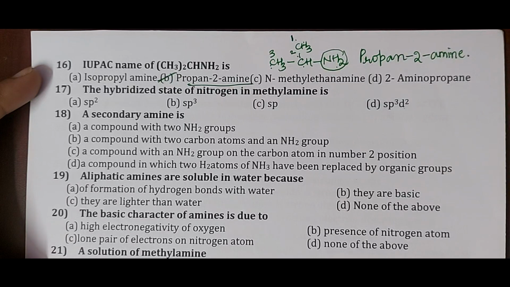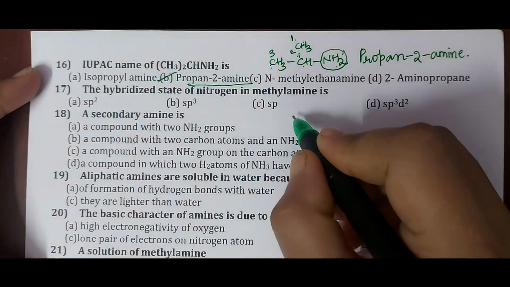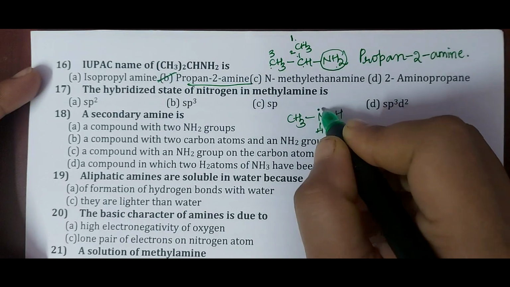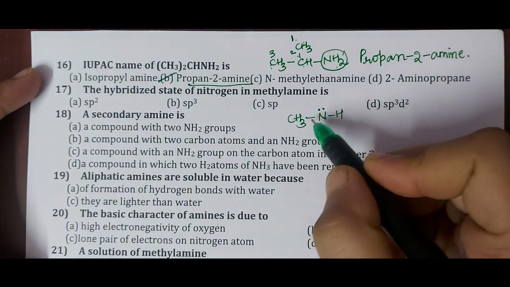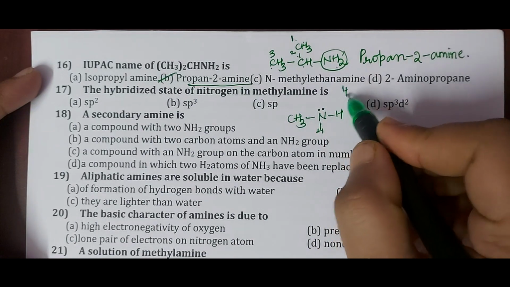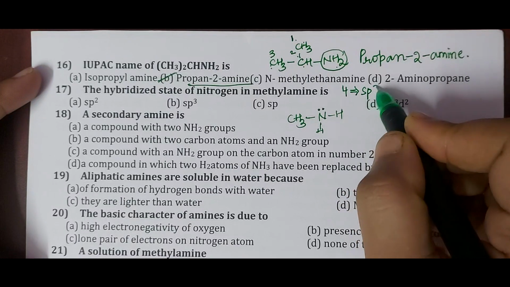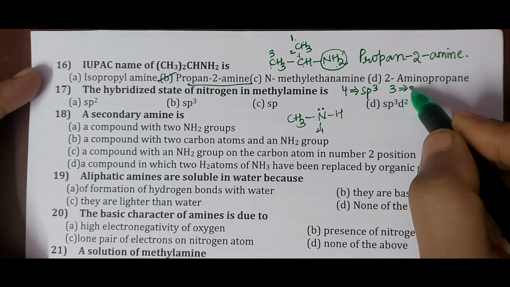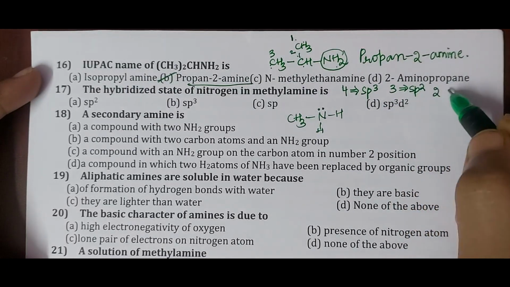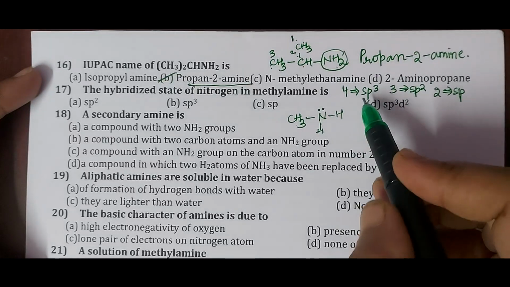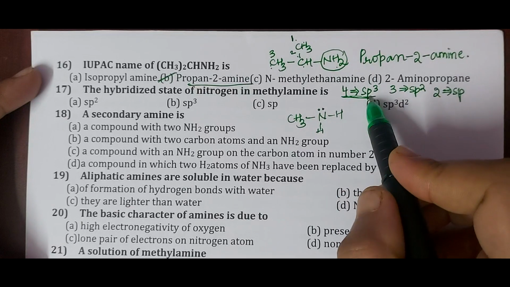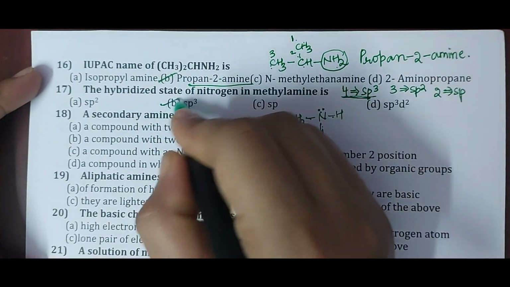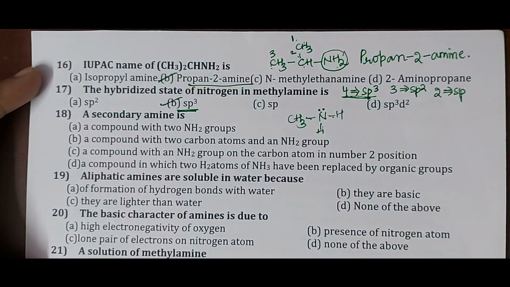The hybridized state of nitrogen in methylamine is. So methylamine, if we write the structure, CH3 nitrogen bonded to 2 hydrogen and 1 lone pair of electrons. When the sum of your lone pairs and bond pairs is equal to 4, you remember that it is sp3 hybridization. If the sum of your bond pairs and lone pairs is equal to 3, remember it would be sp2, and if it is 2, the hybridization is sp. So here the correct answer would be sp3 hybridization, because 3 bond pairs, 1 lone pair, and hence the correct answer is option B, sp3 hybridization.